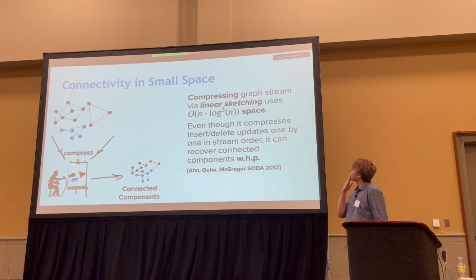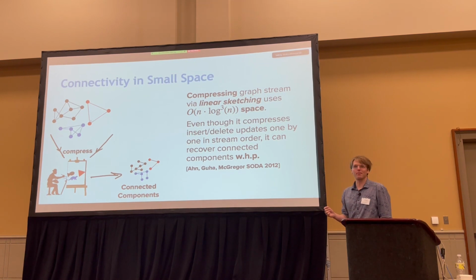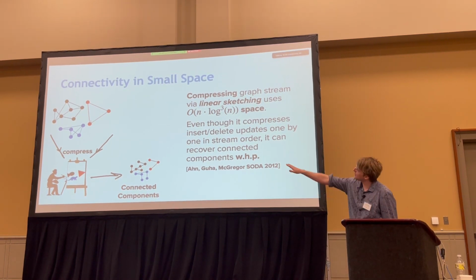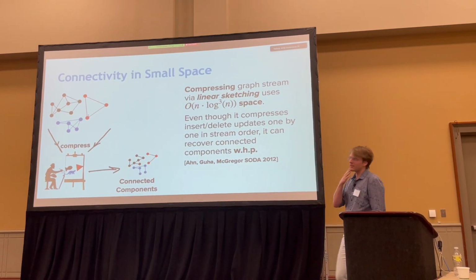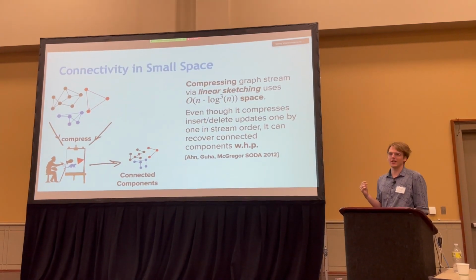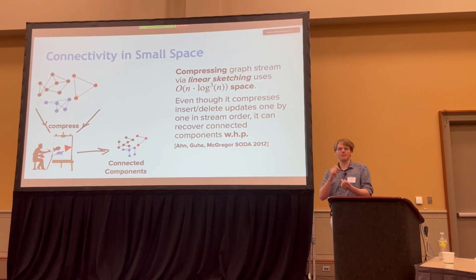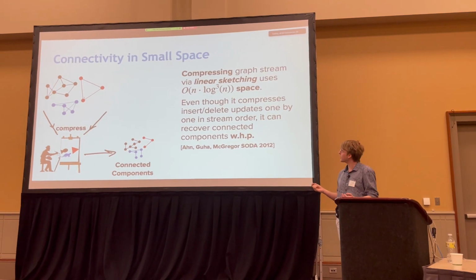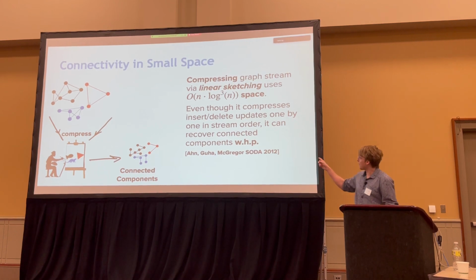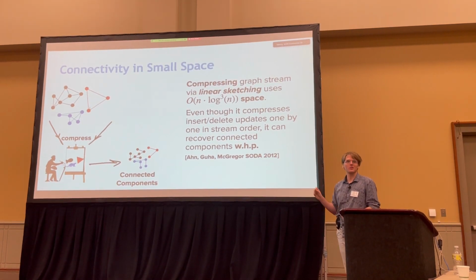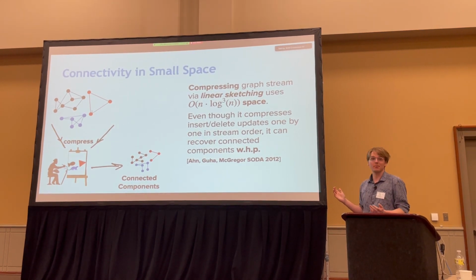They solve this problem by using a technique called linear sketching, which allows them to compress the graph stream using very small space, in this case, n times log cubed n. So we've got a little picture here where we see we've got a graph, and then our sketching algorithm is compressing that. And the nice thing about this sketch data structure is that it's very small, and even though it compresses our insert and delete updates one by one in the order that the stream gives them, that's all it can do, it recovers the connected components with high probability. With high probability here indicates that this is a randomized algorithm, which is an important detail here. But it's really nice. This is much less space than we would need to represent some graphs explicitly.